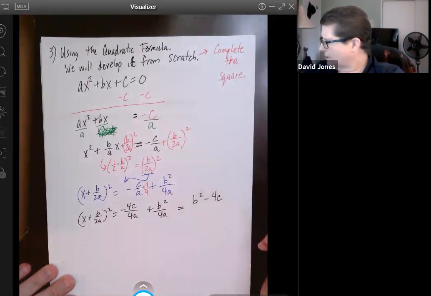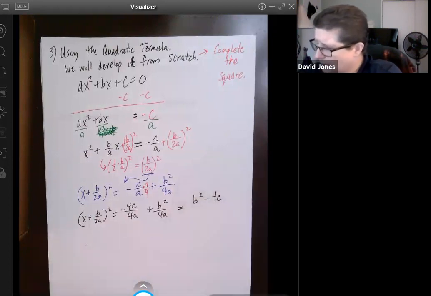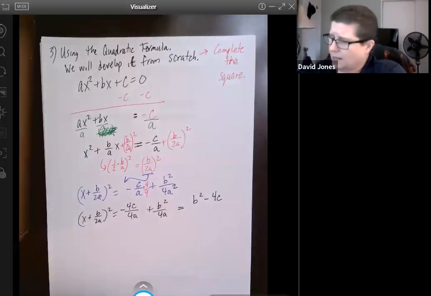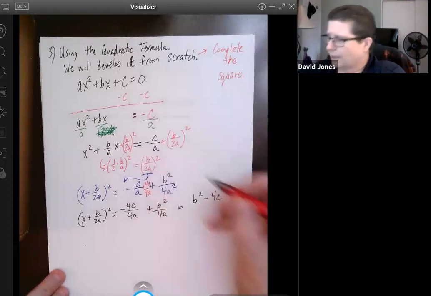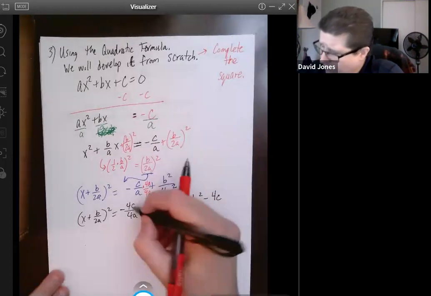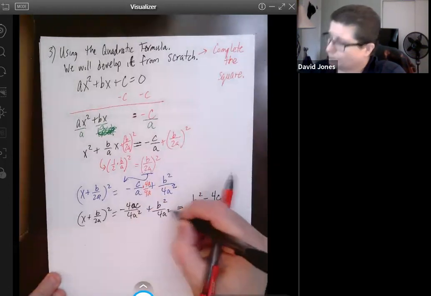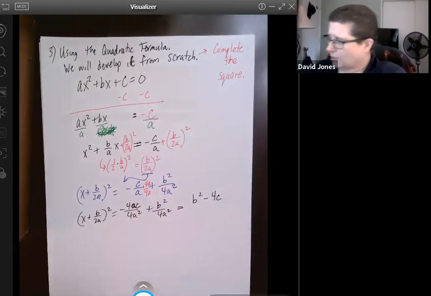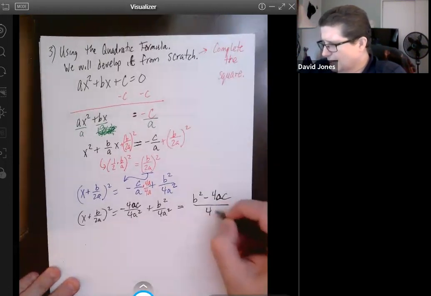I'm missing something. Oh, this is 4a squared right there. That's the problem. I have to multiply this by 4a on top, 4a on bottom. So this will be 4ac over 4a squared. I knew it looked wrong. B squared minus 4ac over 4a squared.